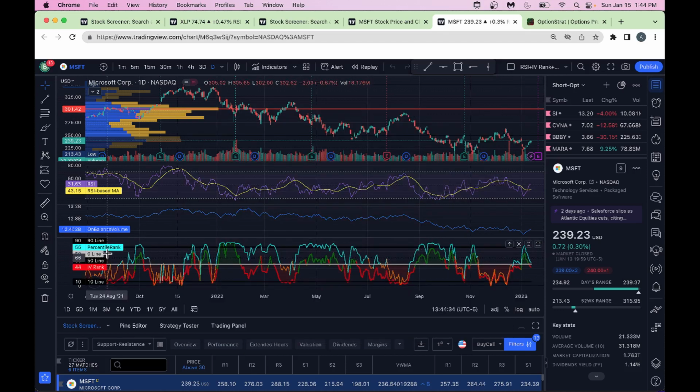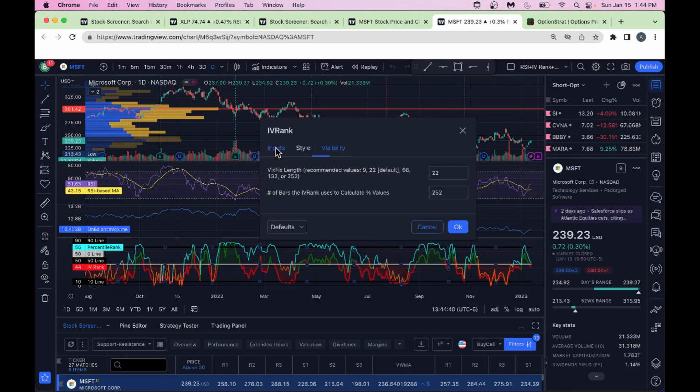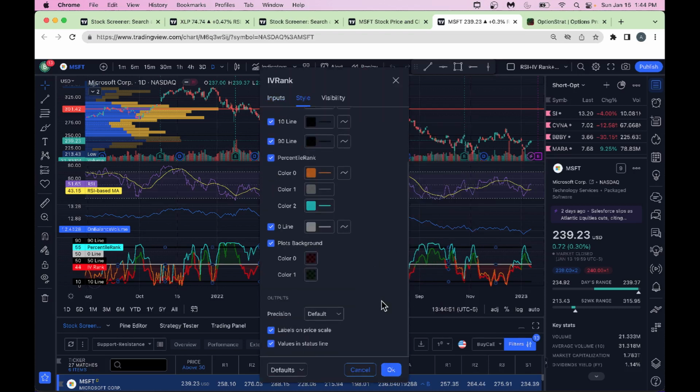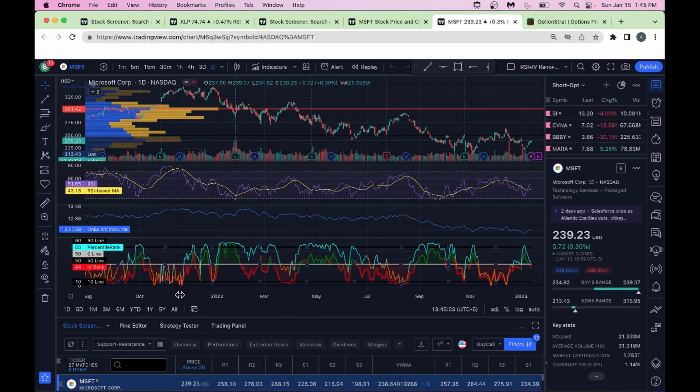And if you want to see some of these things here, you could just click on it. Look, what I've done is I went to input here. So as you go to the input here, look, we got IV rank, IV percentile. You could go to style. In the style, look what I've done. I've done here labels on price and price scale, and labels on the status line. I selected them. That's why it shows the label right here. So that way you know what's IV percentile and what's IV rank. Right now Microsoft IV rank is 44, as you can see here. I don't want to have these labels on the right side because it clutters.